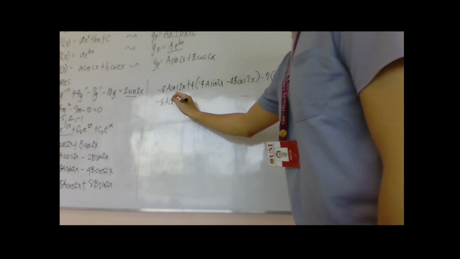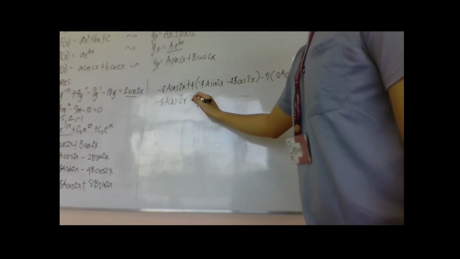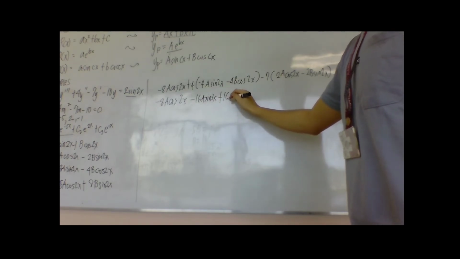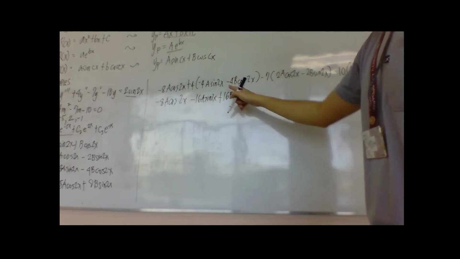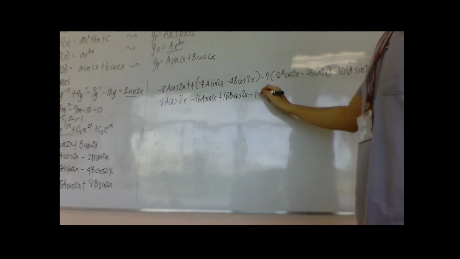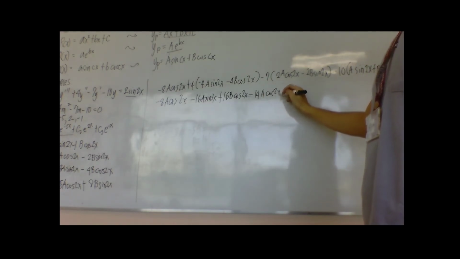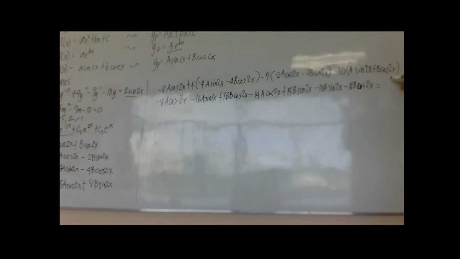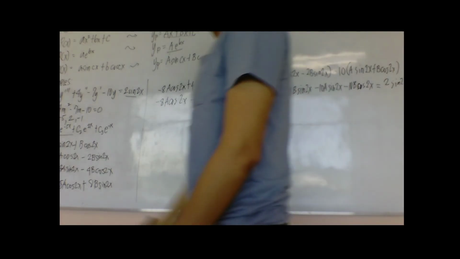Negative 8a cosine 2x. Right? Minus 16a sine 2x plus 16b cosine 2x minus 14a cosine 2x plus 14b sine 2x minus 10a sine 2x minus 10b cosine 2x is equal to 2 sine 2x. Okay? So let's combine all the like terms here.